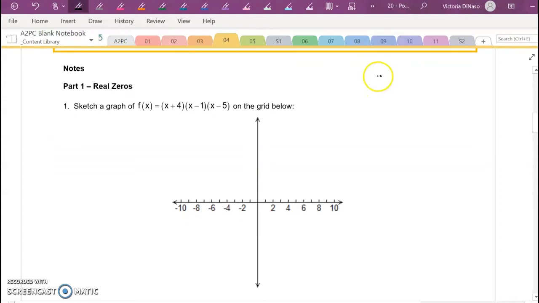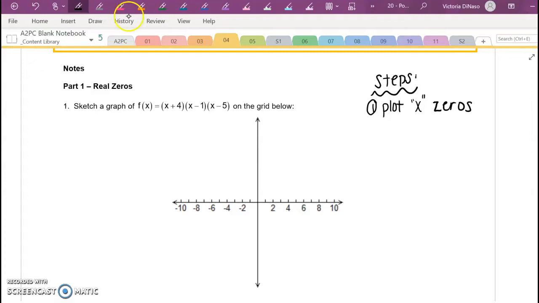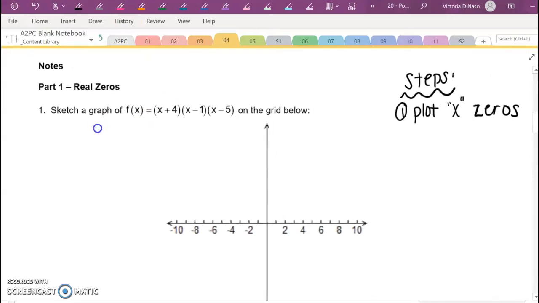So the first thing that you're going to do when you're going through each of these problems, the first step is to plot your x. So when I plot the x, we're going to plot the zeros. So we're going to find each of the zeros and we're going to plot them on the x-axis. So starting with x plus 4, if we set x plus 4 equal to 0, we get x equals -4.